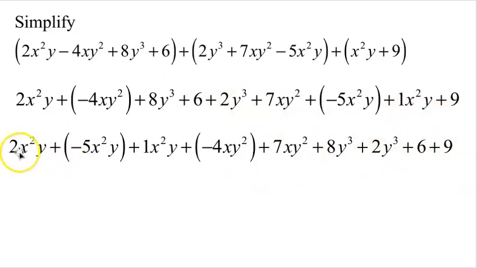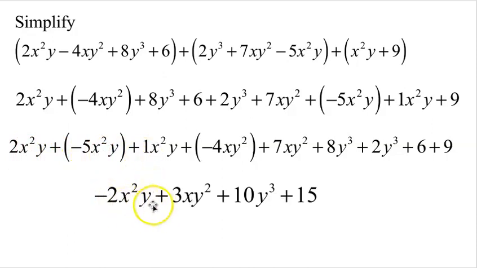So adding our like terms, 2x squared y minus 5x squared y would be negative 3, plus 1, negative 2x squared y is my first piece, and you can see that. How about the xy squareds? 7xy squared, negative 4xy squared gives me 3xy squared. The y cubes, 8y cubed plus 2y cubed is 10y cubed. And finally, 6 plus 9 is 15. So that's that situation. Our next example is a subtraction.